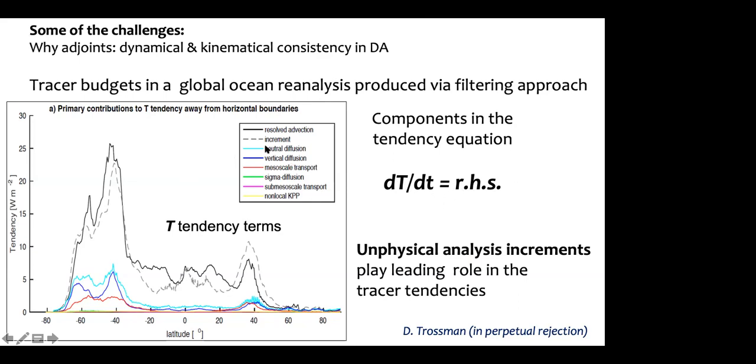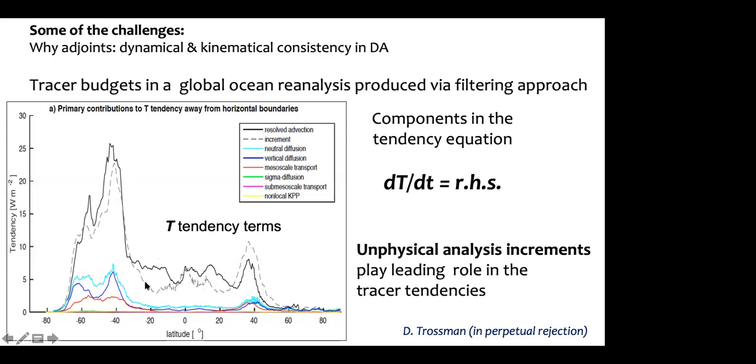An example here in black curve is the resolved advection; neutral diffusion, vertical diffusion, and all of these different terms contribute to the right-hand side. Forcing is also one of them, surface forcing, of course. This is a function of latitude, a mean taken over a certain period where all those terms have been gathered. What you see here is, as we might expect, the resolved advection is the dominant term, the black curve, but the second most important term, almost tracing the resolved advection term, is the analysis increment. That's this gray dashed curve here.